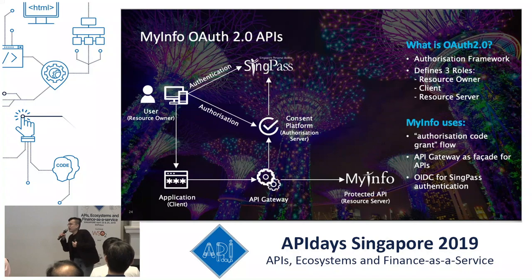So OAuth is really very simple. There's a three-legged OAuth. It defines client, resource owner, and the resource server. If you're familiar with that, we use the authorization code grant, where we issue an auth code via the browser 302, and then you exchange it for an access token, which we generate using the JWT standard. Okay, and we also use OIDC for SingPass authentication within our system. We use an API gateway to facade all this so that you, as an integrator, as a partner, do not need to worry about SingPass and all that. You just call our APIs, and we'll take care of it for you.